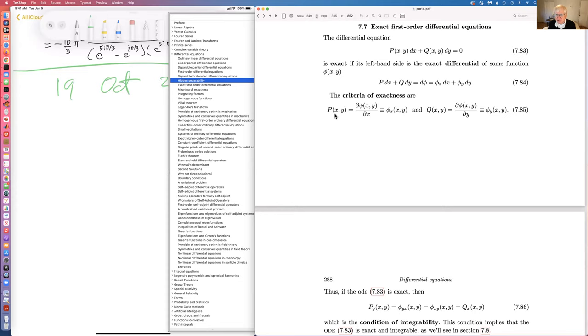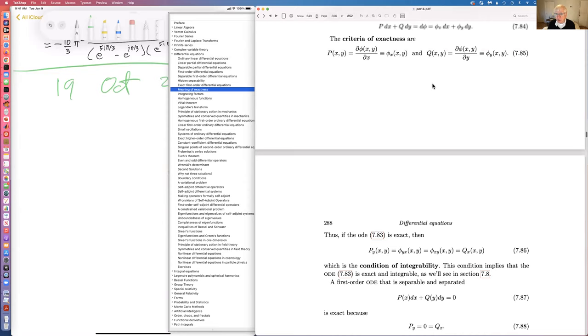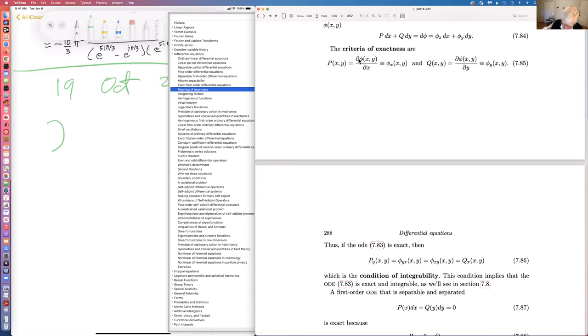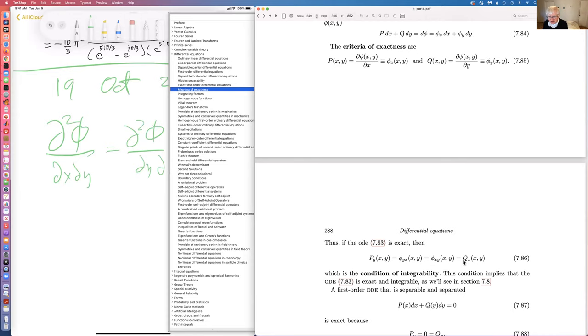And so then you have these equations. P is the x derivative of phi, or phi sub x, and Q is the y derivative of phi, or phi sub y. And moreover, the second partial of phi with respect to x and y is the same thing as the second partial with respect to y and x. And consequently, one has this equation: the y derivative of P has to equal the x derivative of Q. So if an ODE is exact, then the condition of integrability is that the y derivative of P is the x derivative of Q.